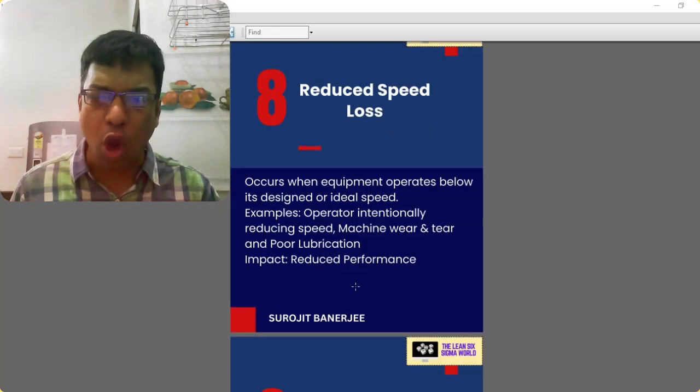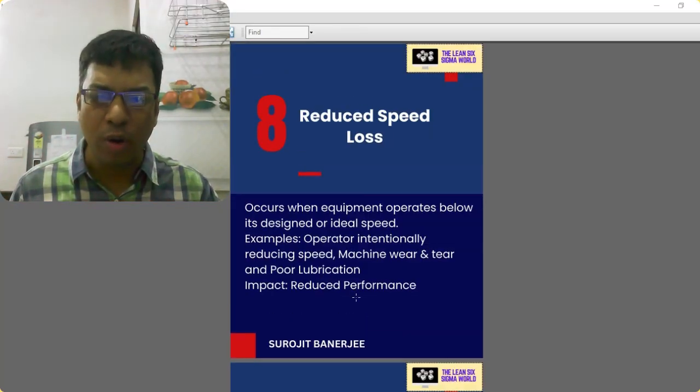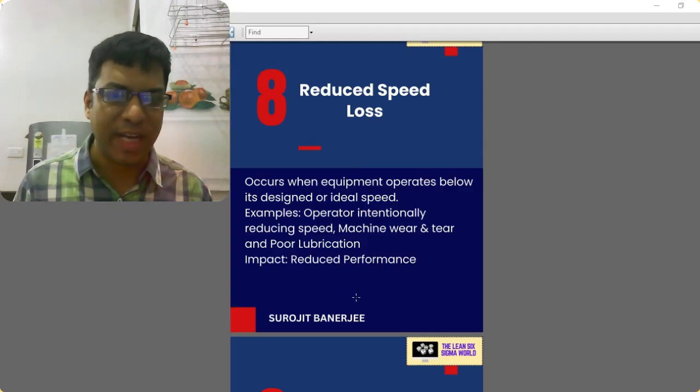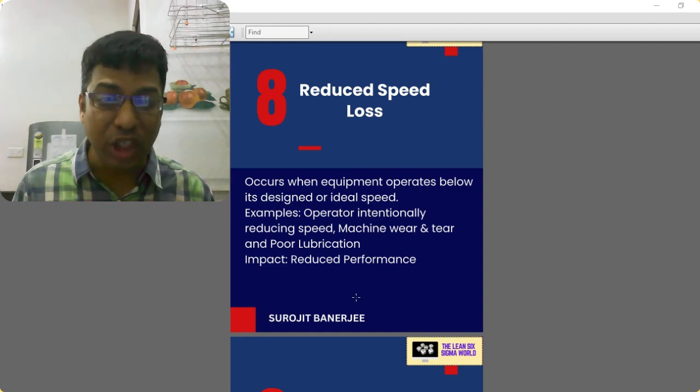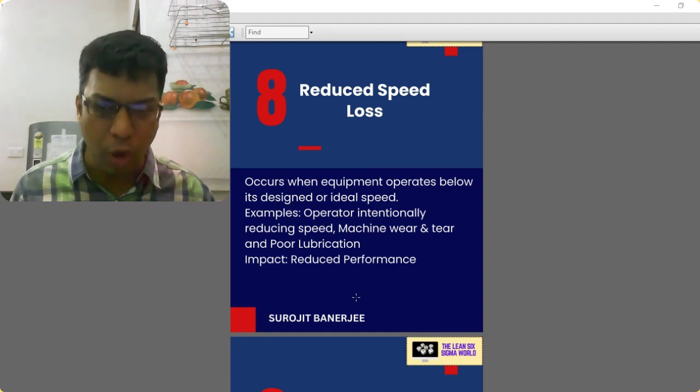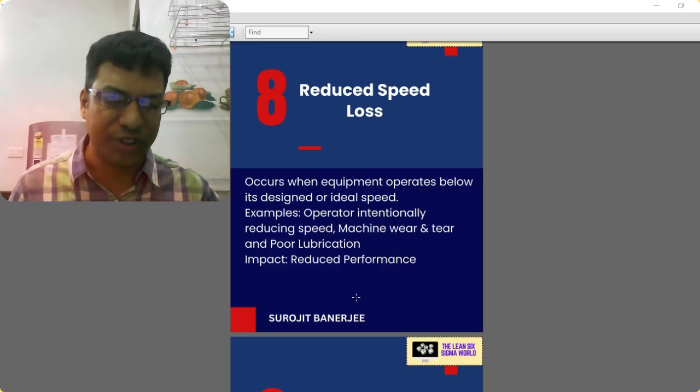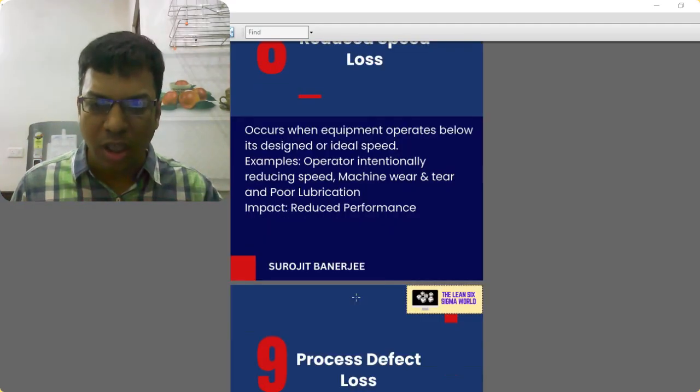Now, reduced speed loss occurs when the equipment operates below its designed or ideal speed, and it happens because the operator intentionally does that, or there can be some machine wear and tear or poor lubrication. The impact is basically reduced performance. Now I'm moving into the next loss.